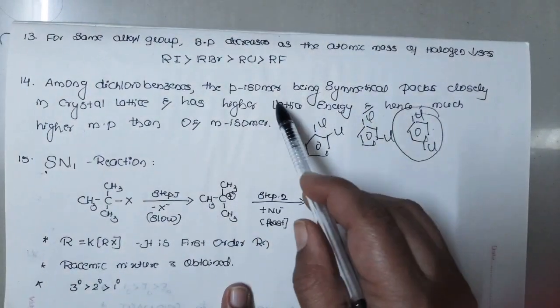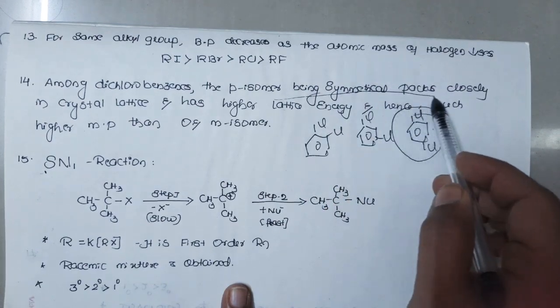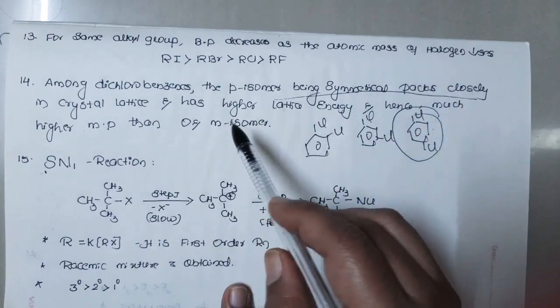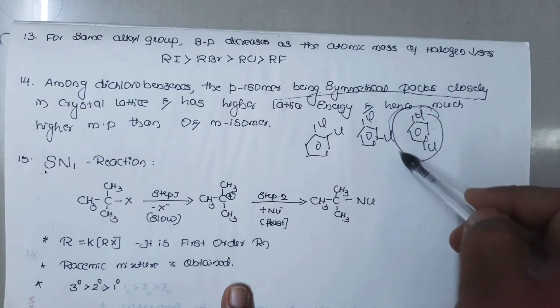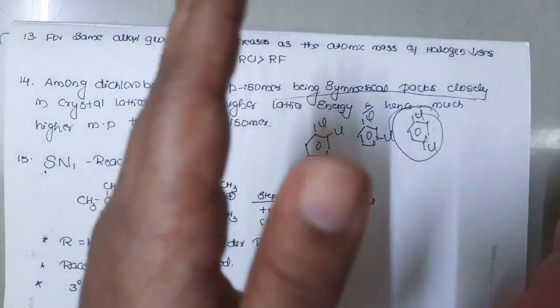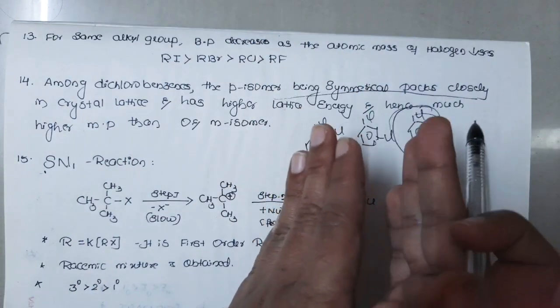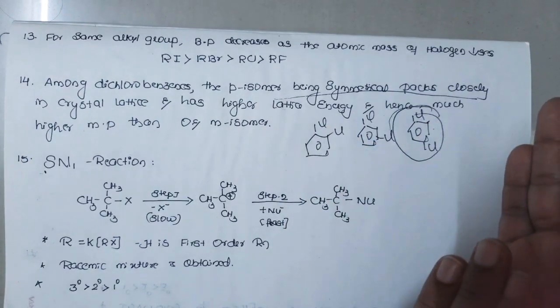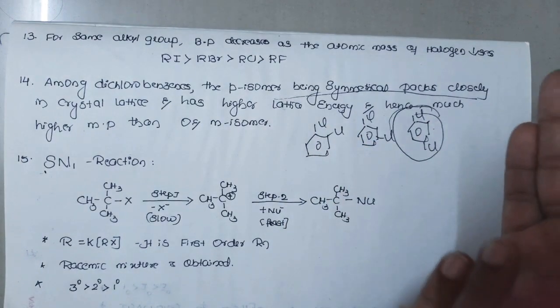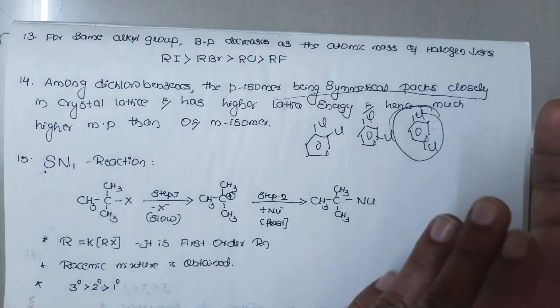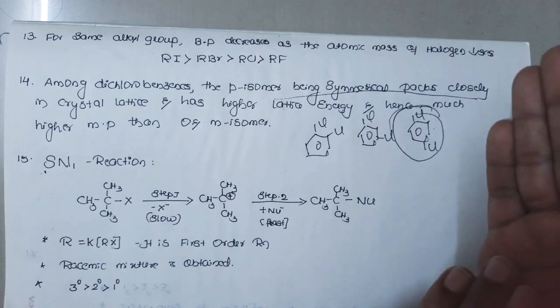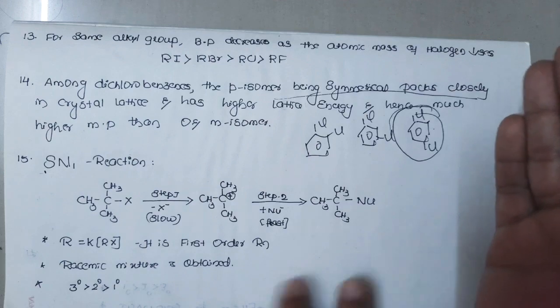Why? Because of the symmetrical arrangement, it packs closely in the crystal lattice, it is a close-packed structure, and it has the highest lattice energy. The more the lattice energy, the more energy is required to break the bonds, and hence the higher will be the melting point.